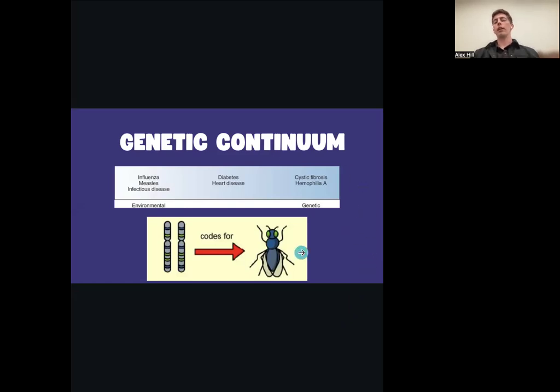Also, most of these pictures are taken out of Dr. Himes's slides. So some diseases are single gene disorders, like cystic fibrosis, and then others involve multiple genes and include environmental factors, such as heart disease.